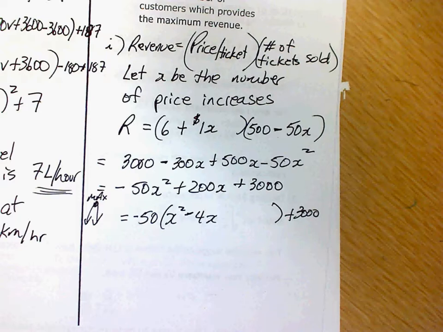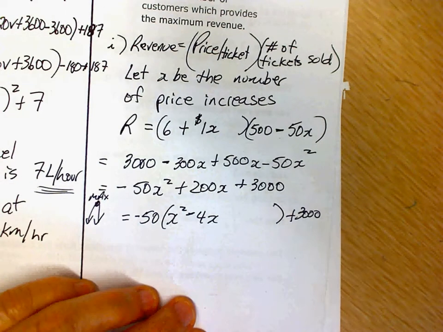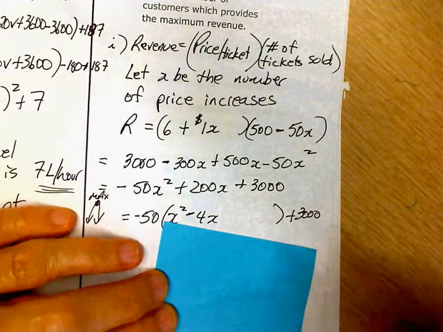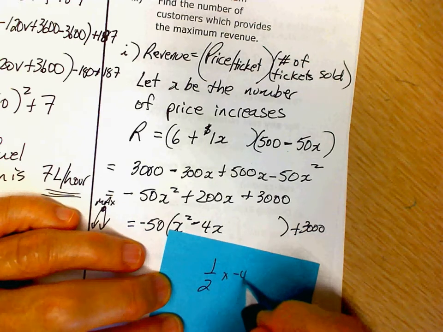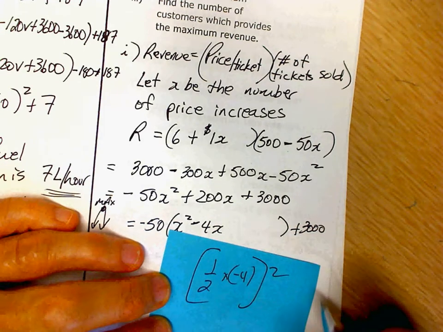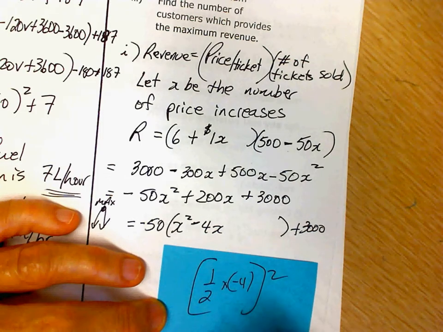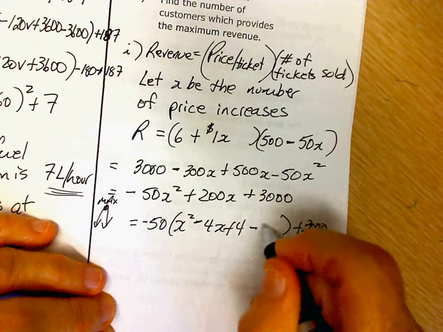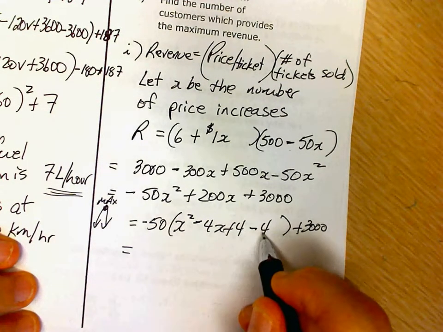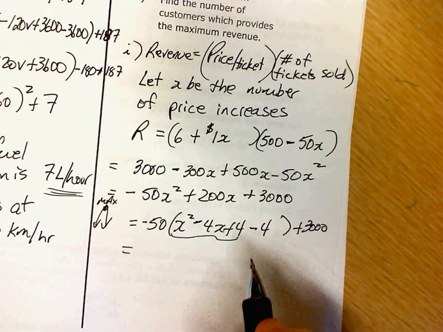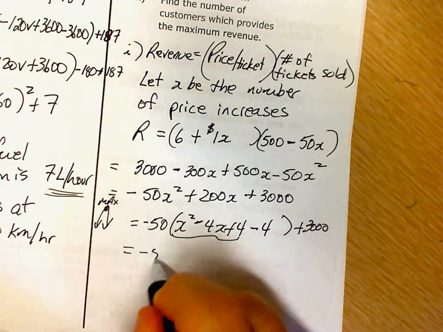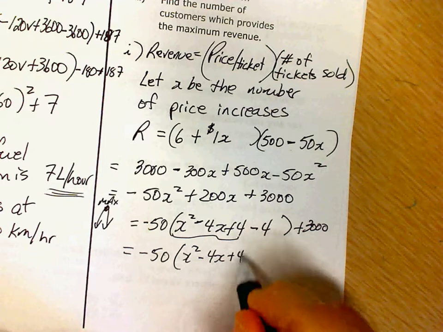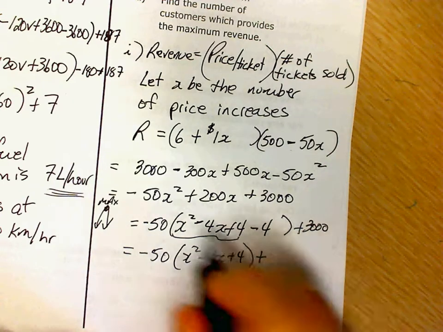Complete the square. We are going to have the negative 4, halve it and square it. Halving and squaring is the play. So that's negative 2 squared equals 4. So we add 4, we subtract 4. Now we got to kick out that negative 4 because our perfect square trinomial is there. So it's negative 50 times x squared minus 4x plus 4. Negative times the negative is a positive. 4 times 50 is 200 plus 3,000.